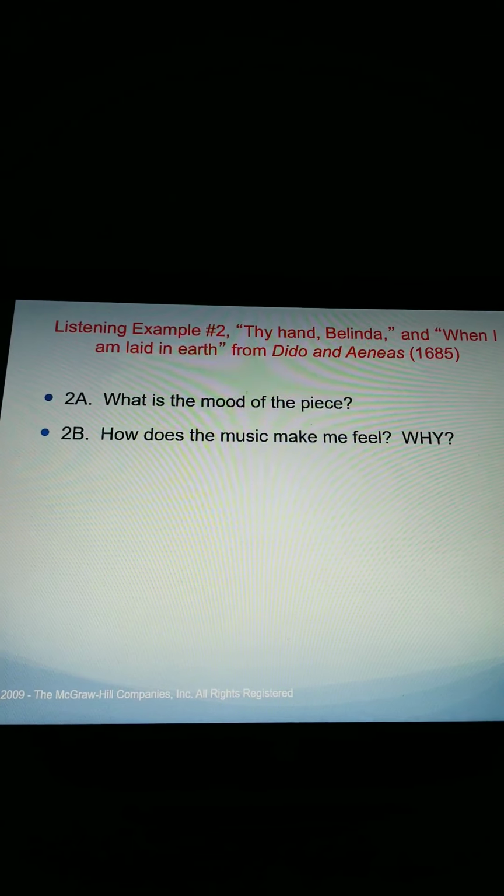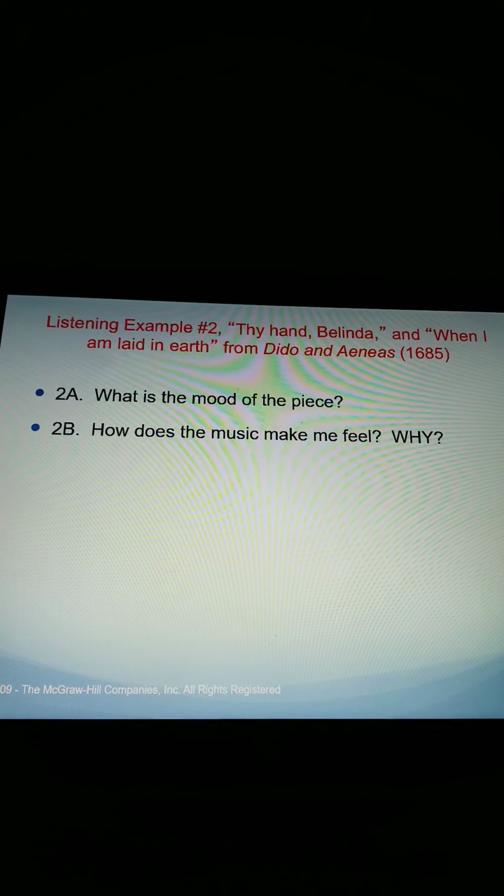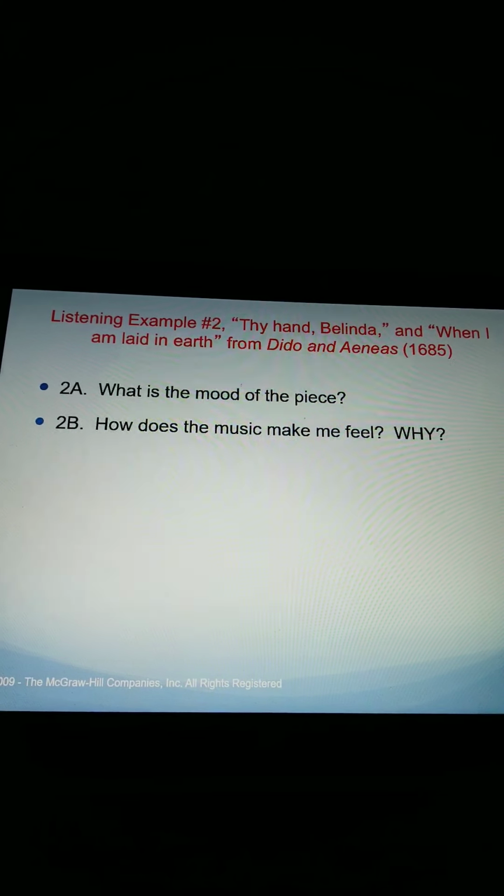The questions you have to answer on Thy Hand Belinda, When I Am Laid in Earth: What is the mood of the piece, and how does the music make me feel, and why?